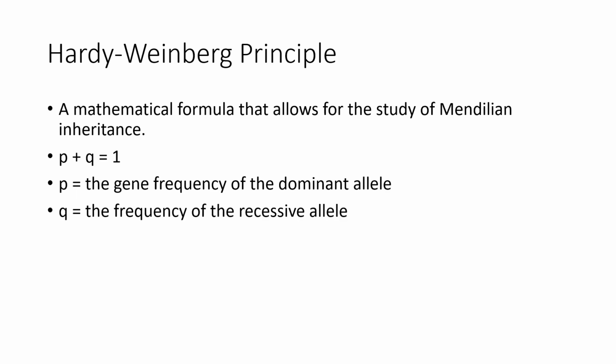This is the Hardy-Weinberg principle. It's a mathematical formula that allows for the study of Mendelian inheritance. P plus Q equals 1. P equals the gene frequency of the dominant trait, and Q equals the frequency of the recessive trait.